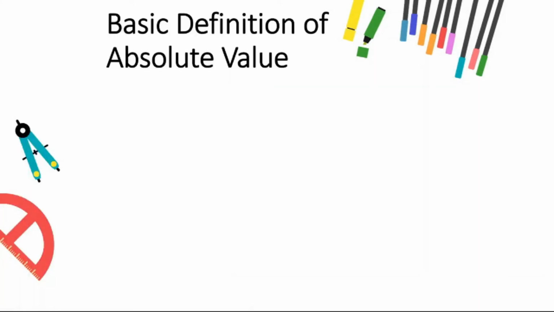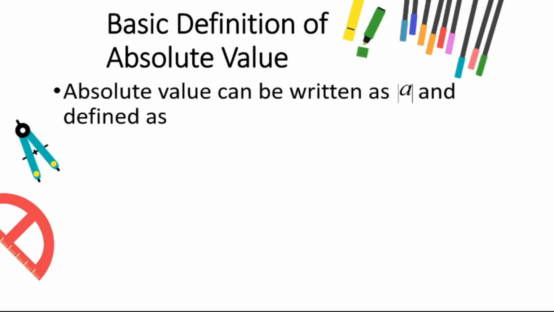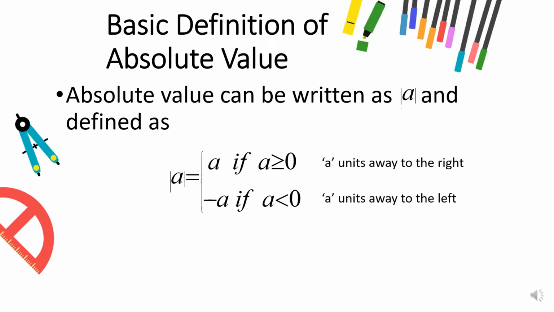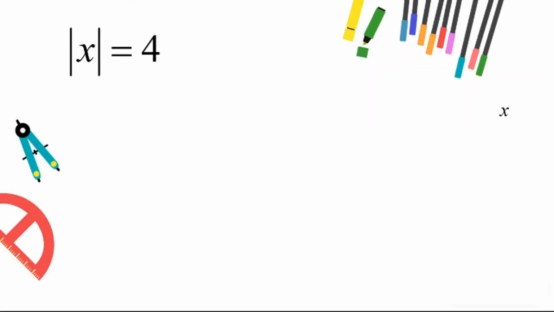Before going further, let us recap our previous video about the basic definition of absolute value. Absolute value can be written as modulus A, and it is defined as positive A if A is A units away to the right and minus A if A is A units away to the left. Now, let's look at your lecture note.